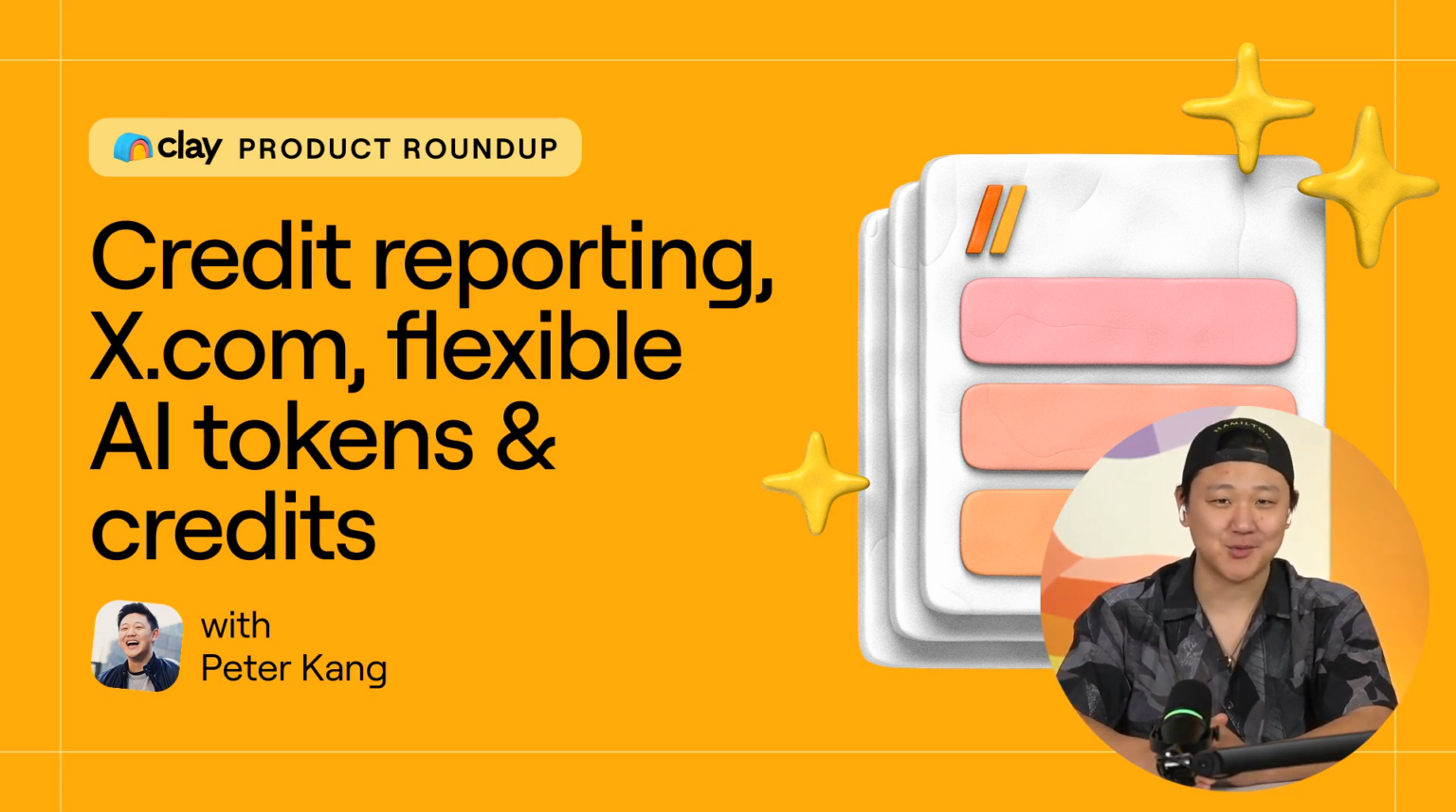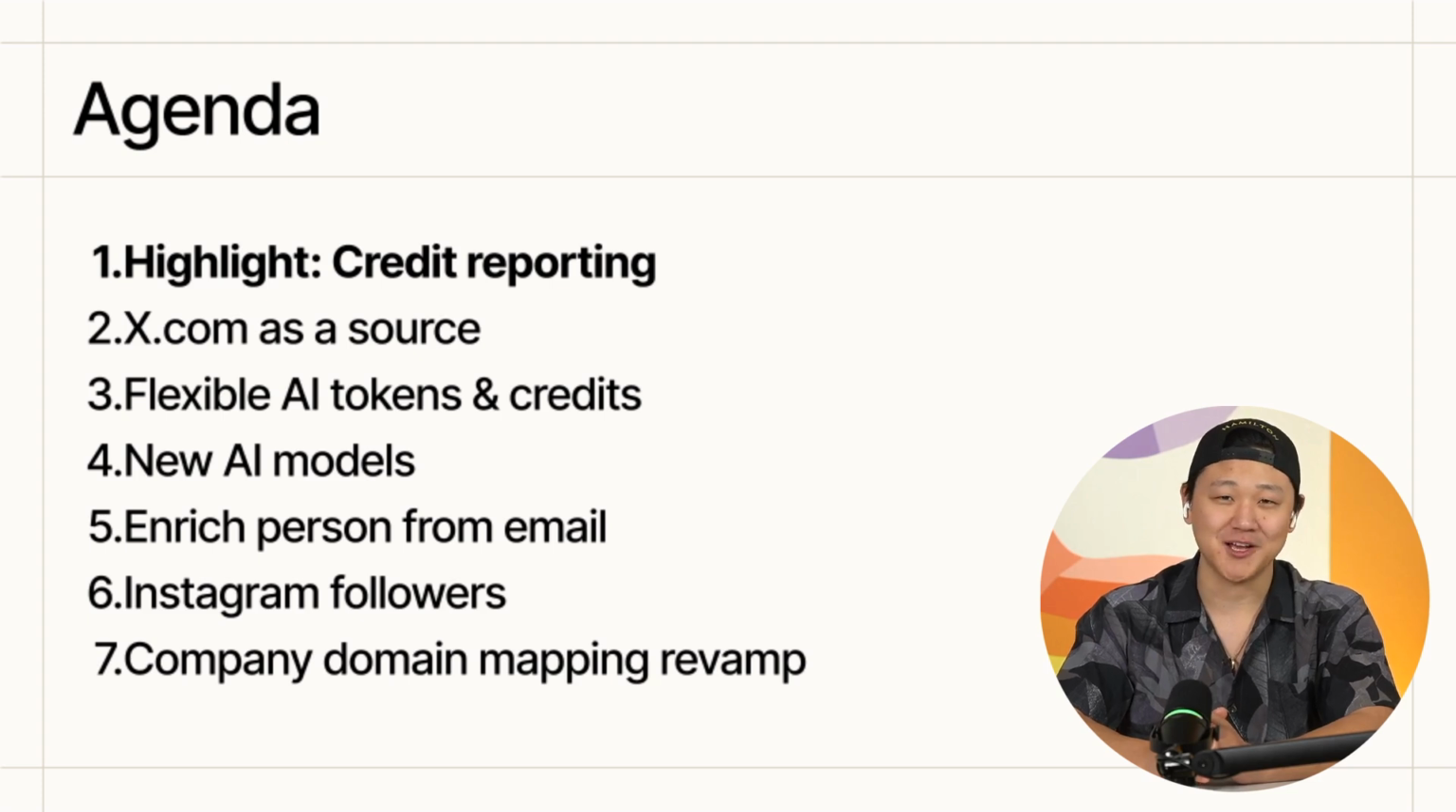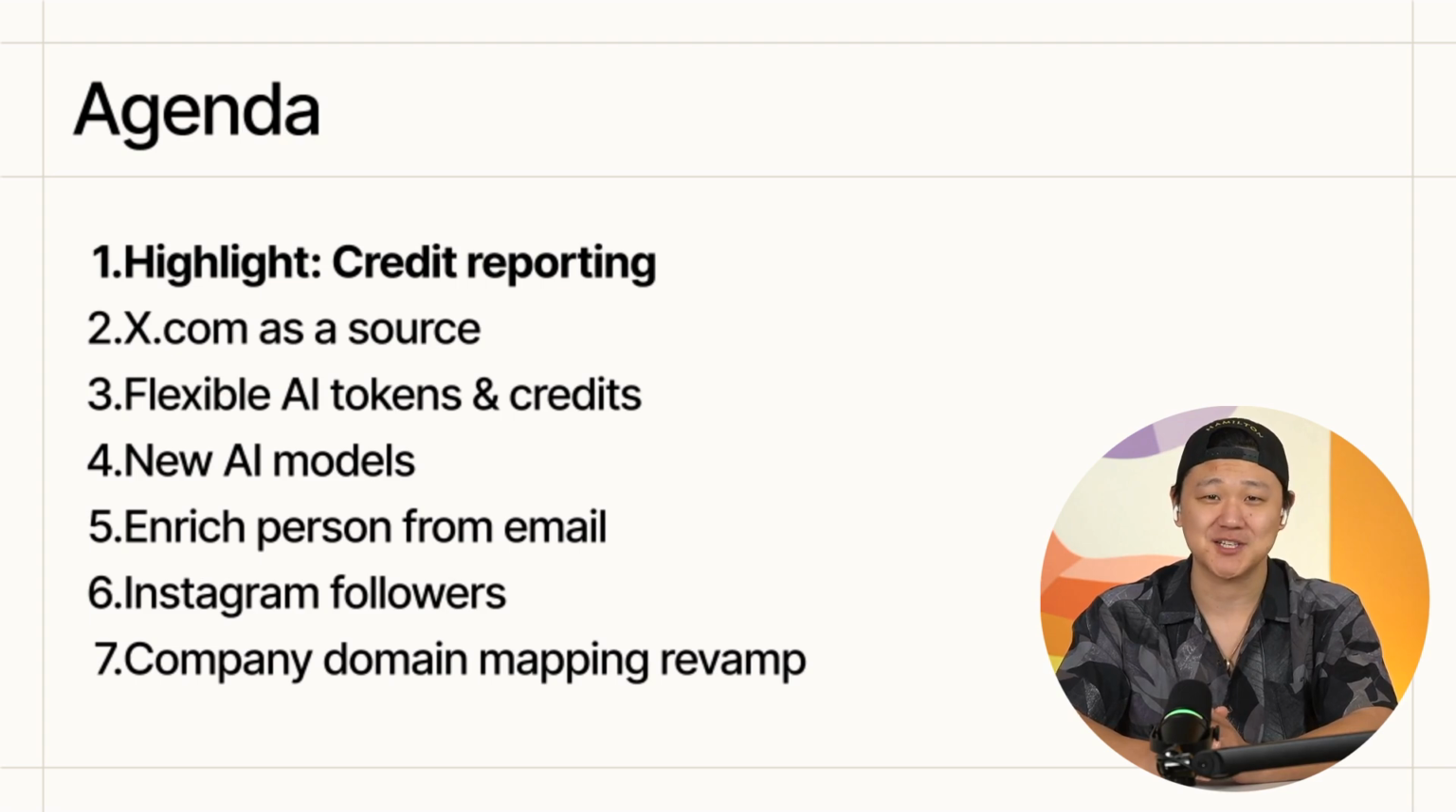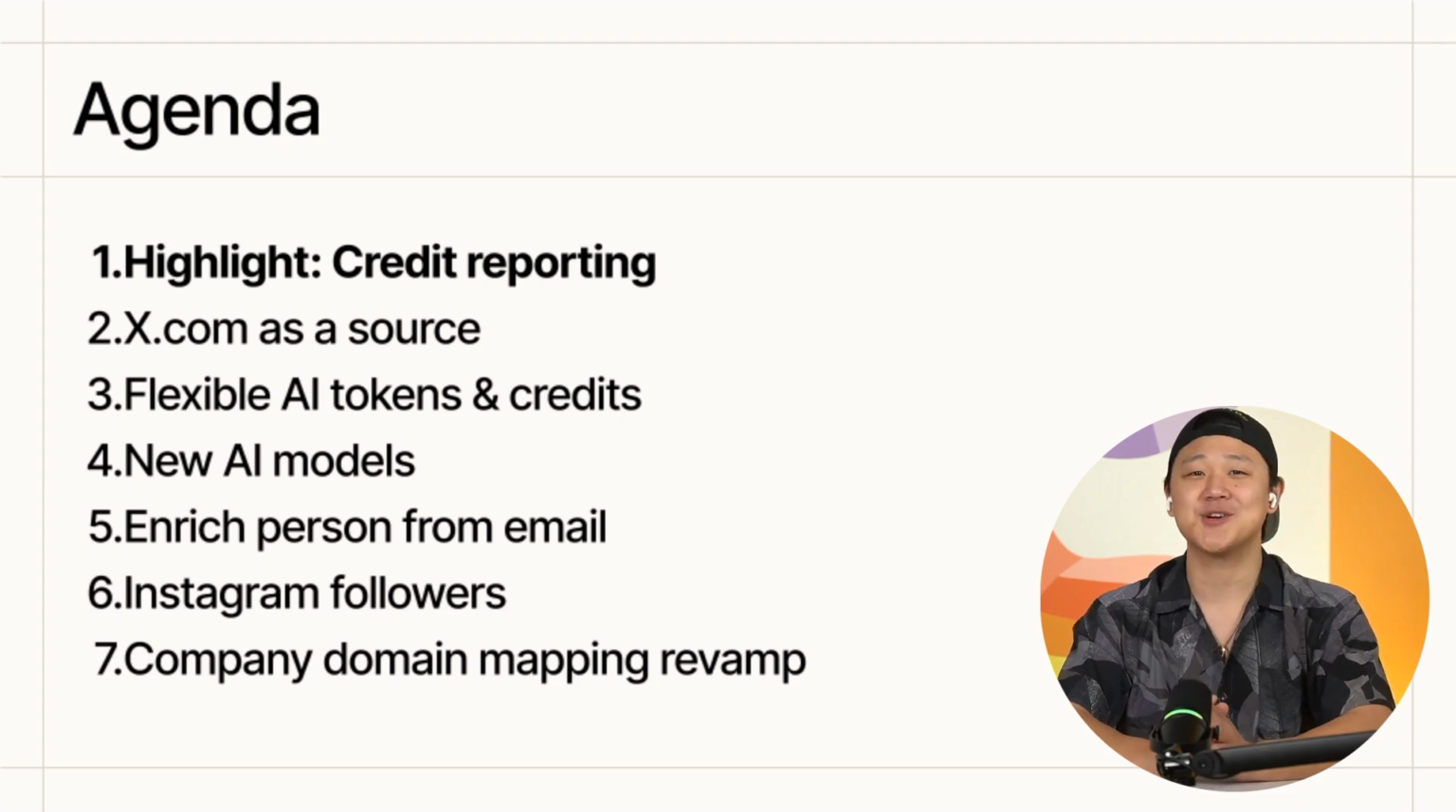In this week's product roundup, we're highlighting credit reporting. We also have X.com as a source, flexible AI tokens and credits, new AI models, enriching people from email, Instagram followers, and our company domain mapping revamp.